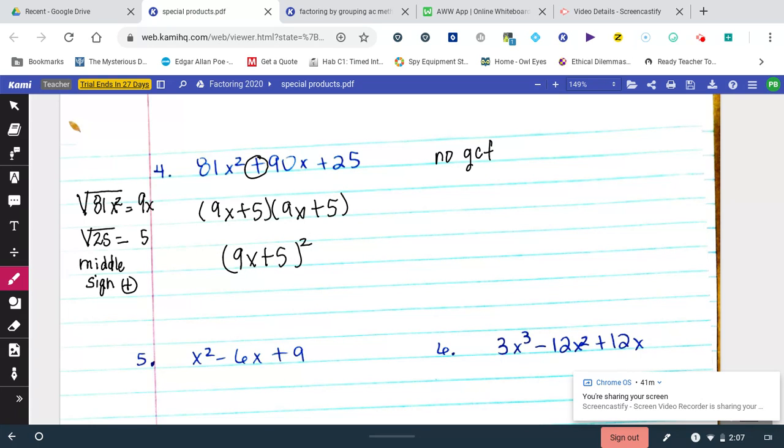And that's just how you proceed with factoring perfect square trinomials. They're really easy, but you have to be able to recognize that it's a perfect square trinomial in order to factor it as a perfect square trinomial.